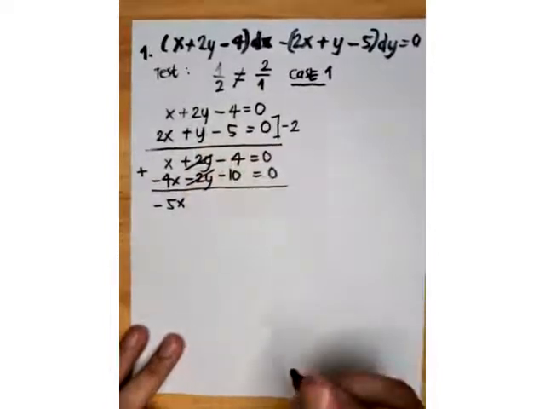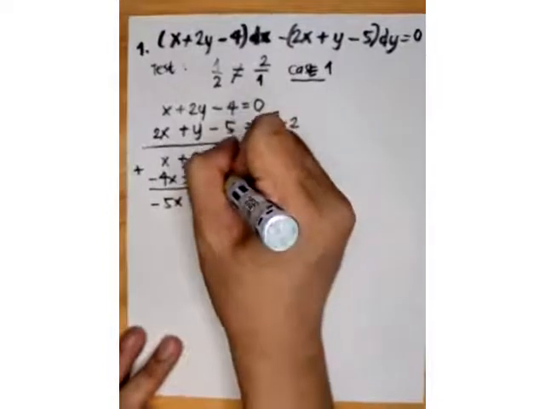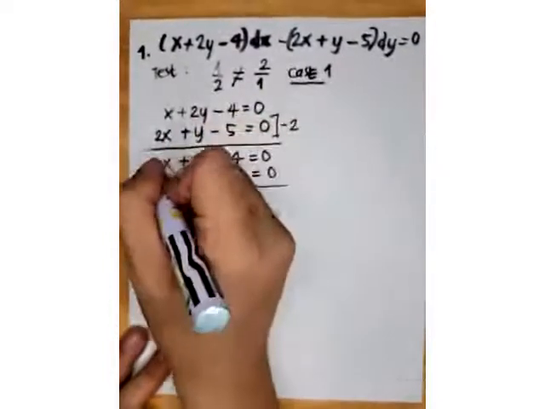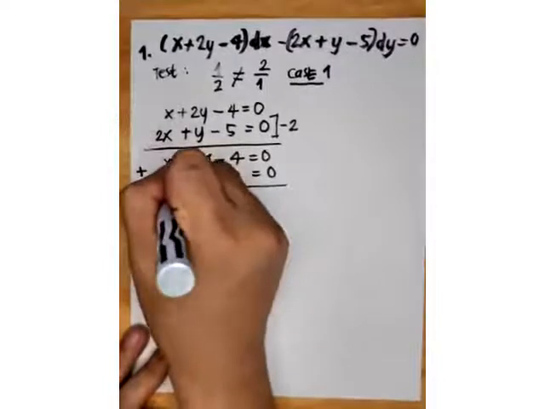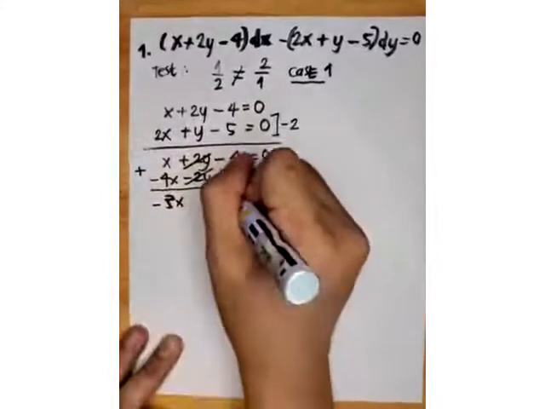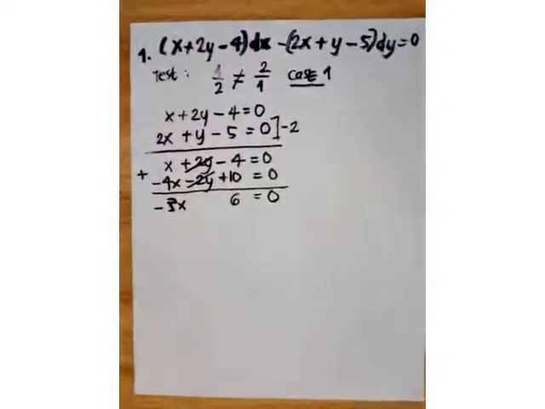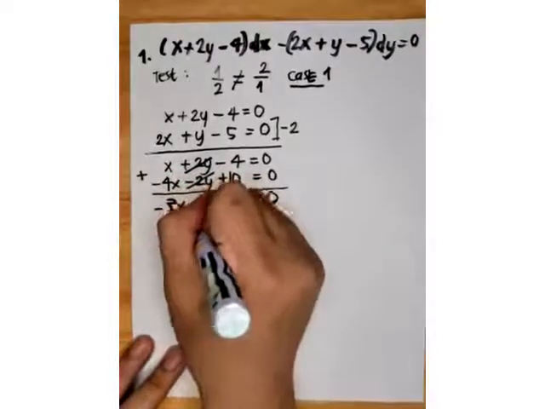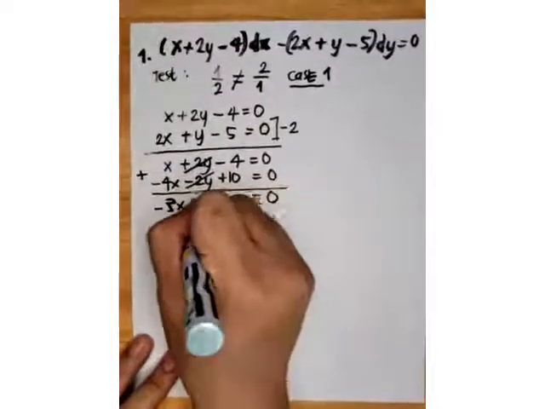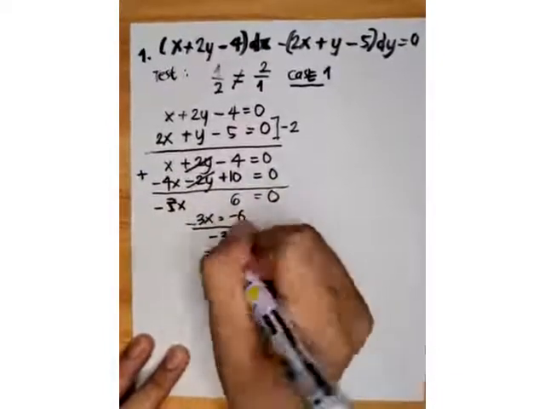So I'll have negative... Ay, tama ba ako? Sorry, positive ito. So, negative 5x, negative 3x. Negative 5x, negative 3x. This one is 6. Tama ba ako? 6 is equal to 0. Naman mag-add. Negative 3x plus 6, or negative 3x is equal to negative 6. So divide this by negative 3. So x is equal to 2.